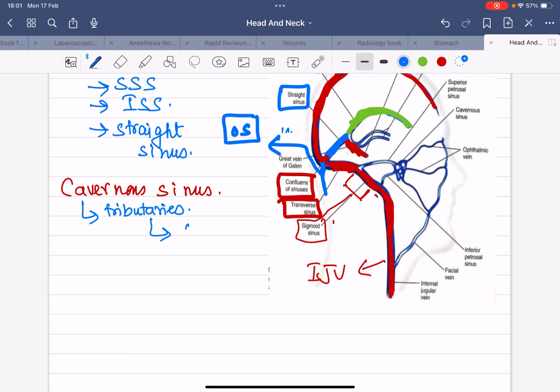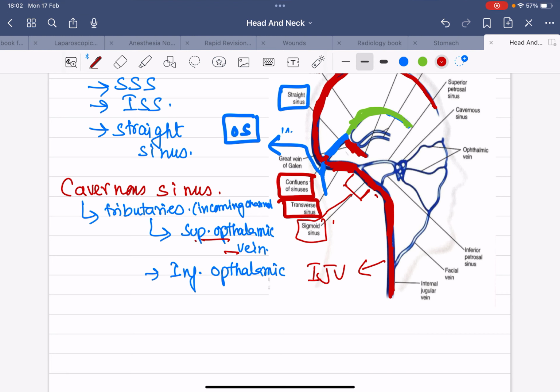Number 1, superior ophthalmic vein, and number 2, the inferior ophthalmic vein. So these two are the tributaries of the cavernous sinus. Tributaries means the incoming channels. But please remember, all students, your superior ophthalmic vein has a bidirectional flow. So it is draining and it is also an incoming channel to the cavernous sinus. So it has a bidirectional flow.